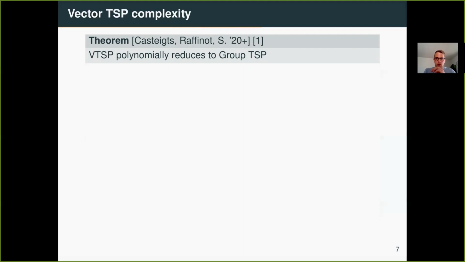So let's go on with some complexity results. Our first complexity result is actually a reduction from VTSP to group TSP. So group TSP is the following. It's like a TSP, but now you have groups of cities. So not only cities, but groups of cities. And you want to visit each group at least once, not every city, each group of cities at least once.